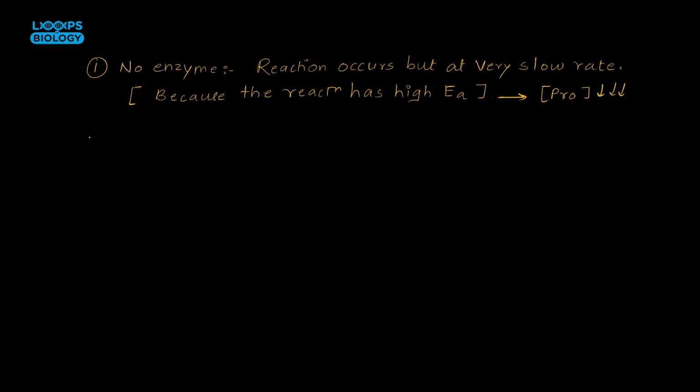Got it, guys? Second case, when I am taking 1x concentration of enzyme. 1x means just n number of enzymes are basically added. So in this case, I am adding n number of enzymes.